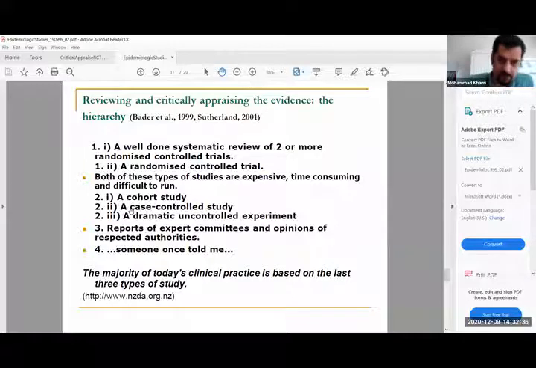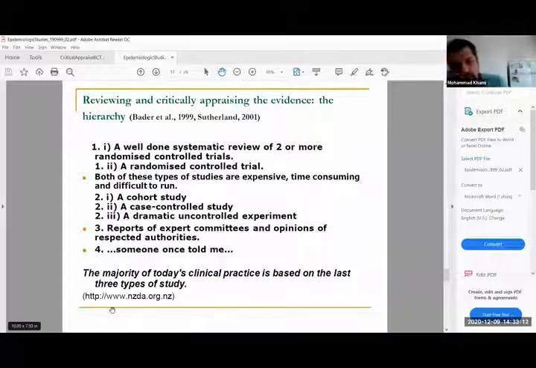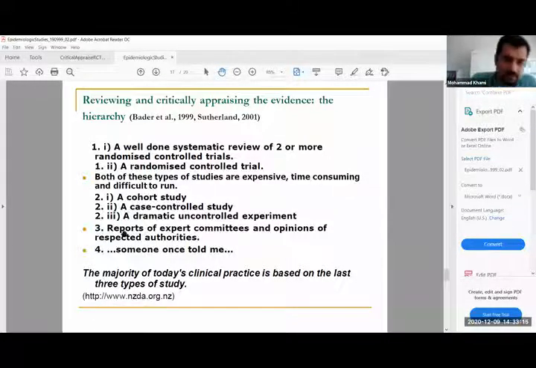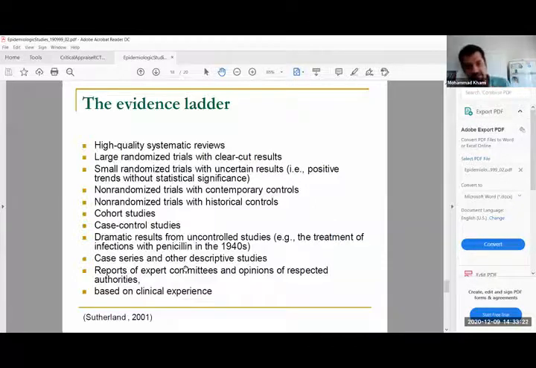Then we come to the cohort studies. You can see cohort studies are higher than case control studies. And a dramatic uncontrolled experiment, although it is an experiment, an intervention, is lower than case control studies, which is just an observational study. And then we come to reports of expert committees and opinions of respected authorities. And then we come to this, someone once told me. And unfortunately, the majority of today's clinical practice is based on the last 3 types of studies. Here we have a more detailed evidence ladder.